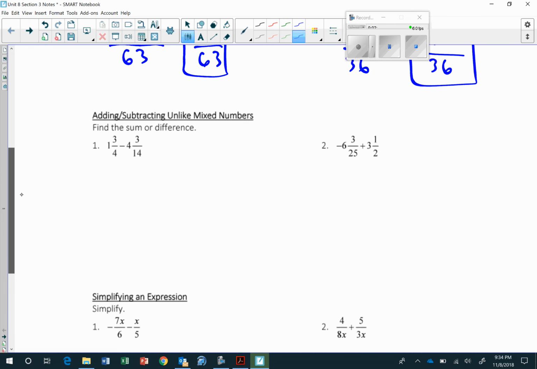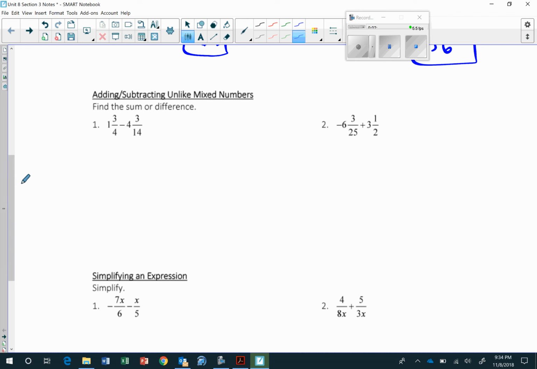Looking at the next section, it says adding and subtracting unlike mixed numbers. So again, they don't have the same denominator, but now we're working with mixed numbers. So first thing I need to do is find the least common denominator. In this case, for 4 and 14, my least common denominator is 28. So I'm going to rewrite these with 28 as the denominator. 4 times 7 is 28. 3 times 7 is 21.